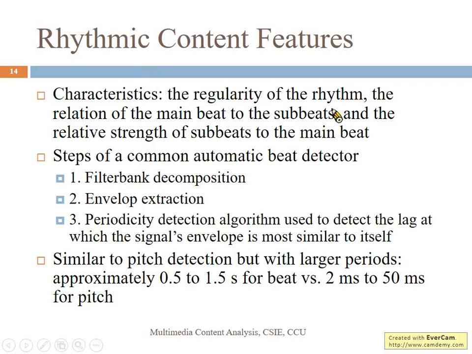The following features are the unique part of this paper. They propose a rhythmic content feature, which is quite different from the timbral texture feature. The characteristic of the rhythmic is the regularity of the rhythm. What is the rhythm? The relationship between the main beat and the subbeat, and the relative strength of the subbeat to the main beat, are very important for us to discriminate different music genres. So in this work, they propose the rhythmic content feature.